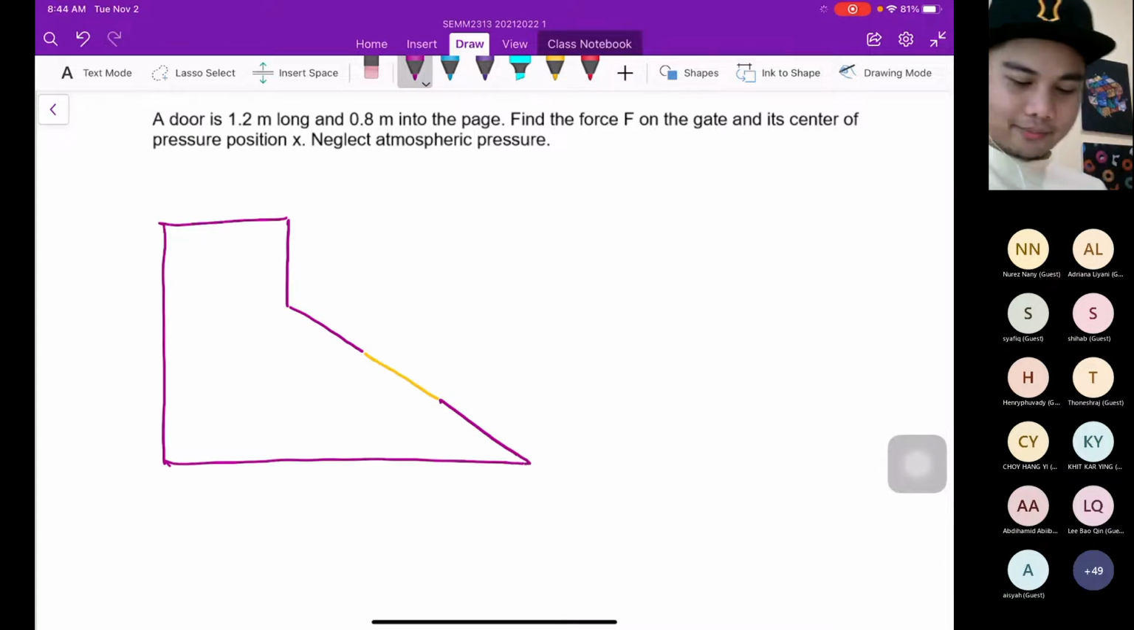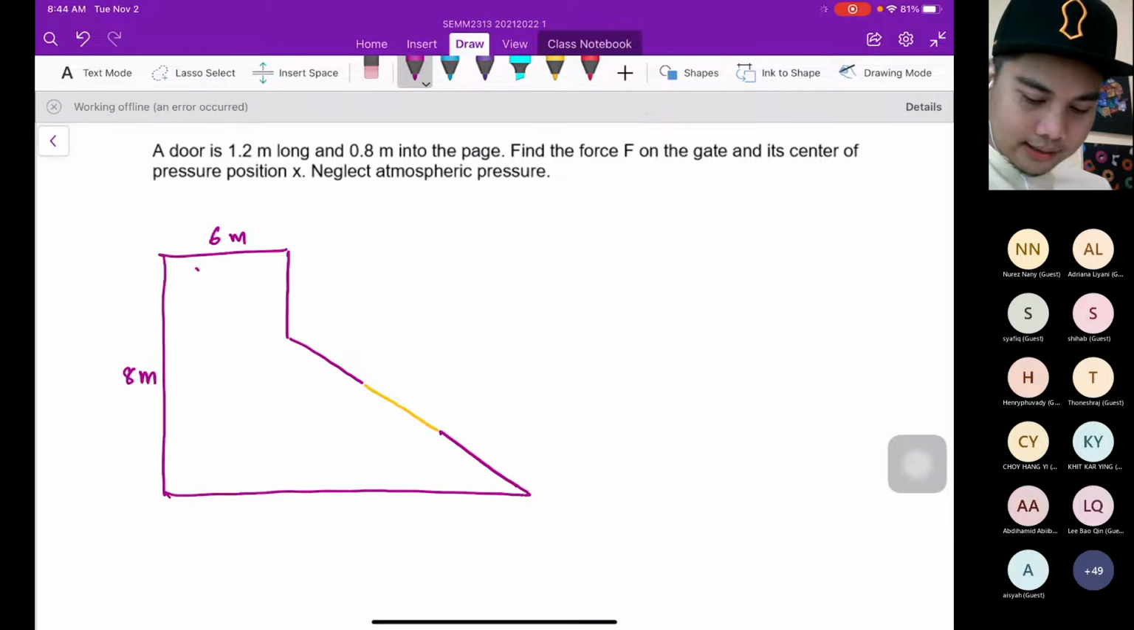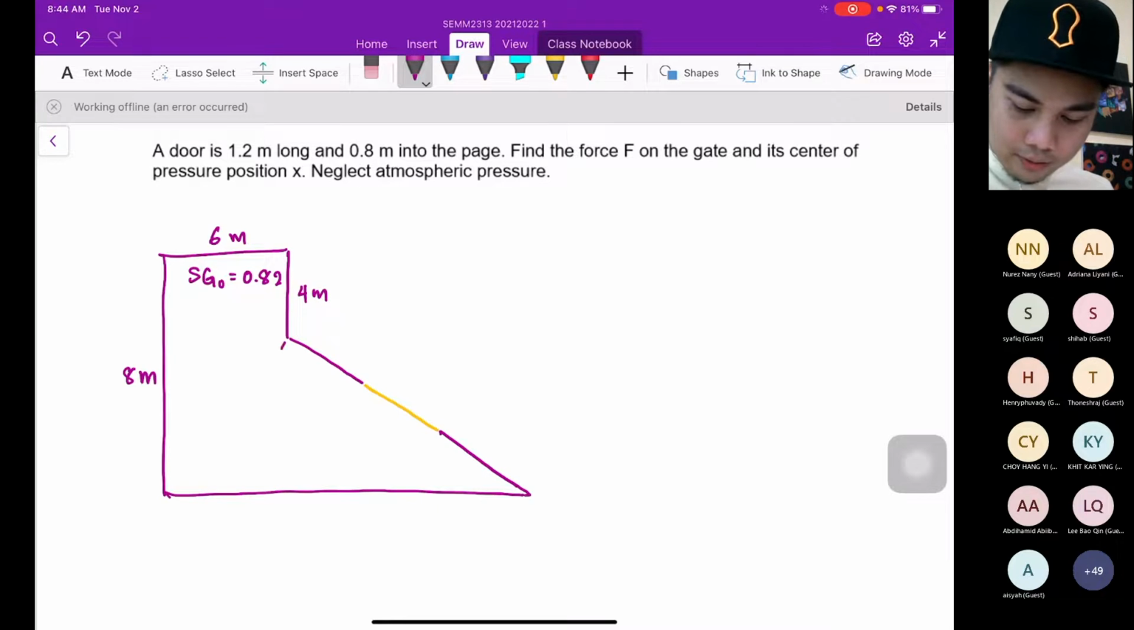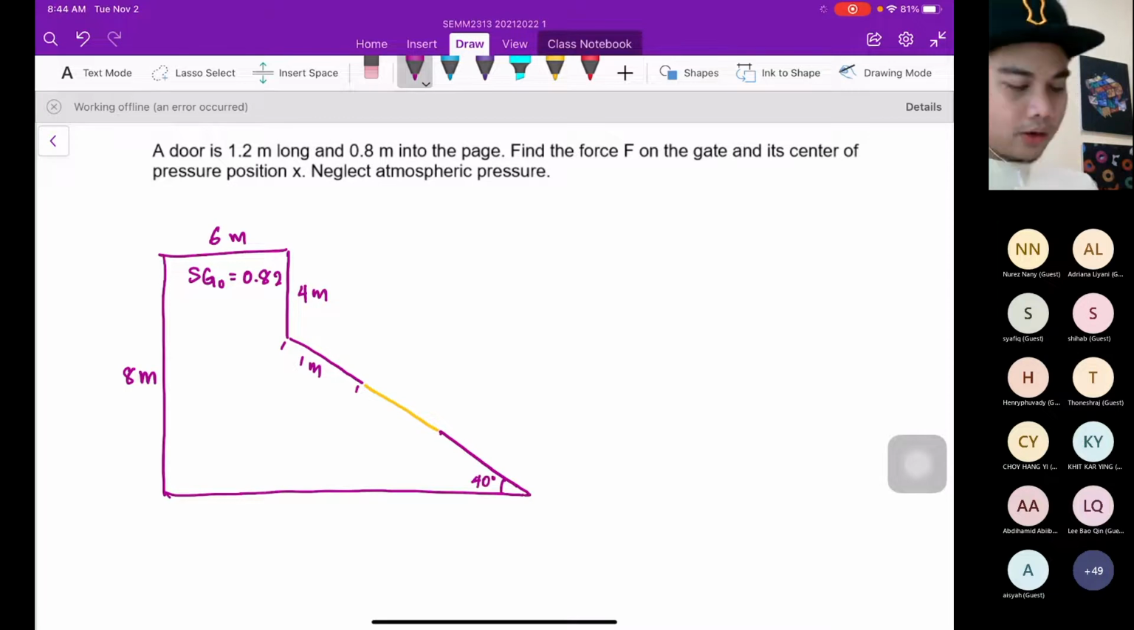Alright, this is the diagram. 6 meter, 8 meter, and this is oil. The specific gravity of oil is 0.82. We have the dimension, which is 4 meter, and from here to here is 1 meter. And this is 40 degree.